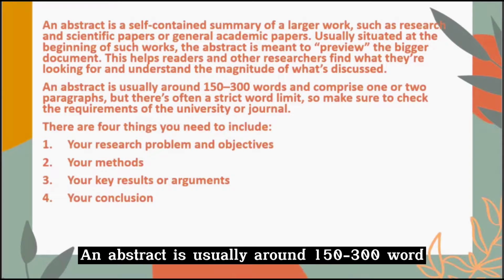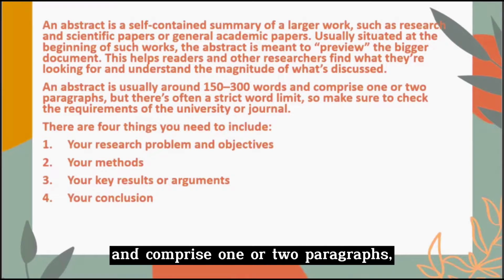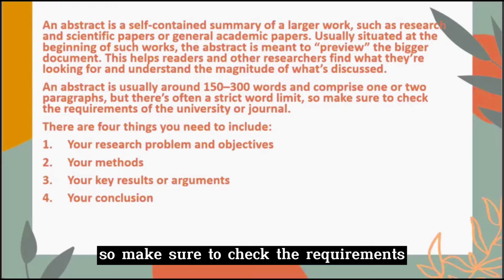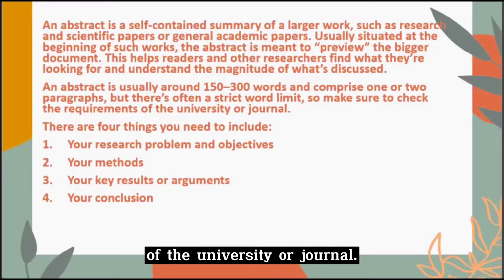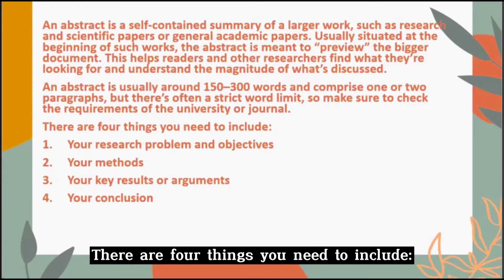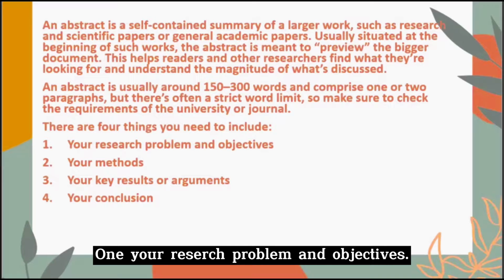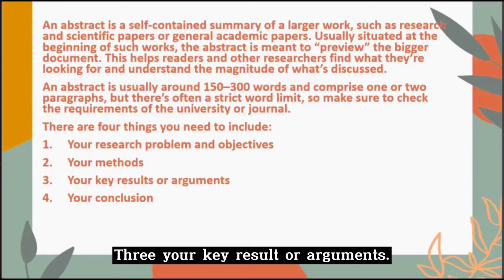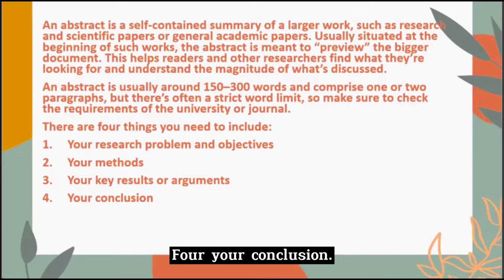An abstract is usually around 150 to 300 words and comprises 1 or 2 paragraphs, but there's often a strict word limit, so make sure to check the requirements of the university or journal. There are 4 things you need to include. 1. Your research problem and objectives. 2. Your methods. 3. Your key results or arguments. 4. Your conclusion.